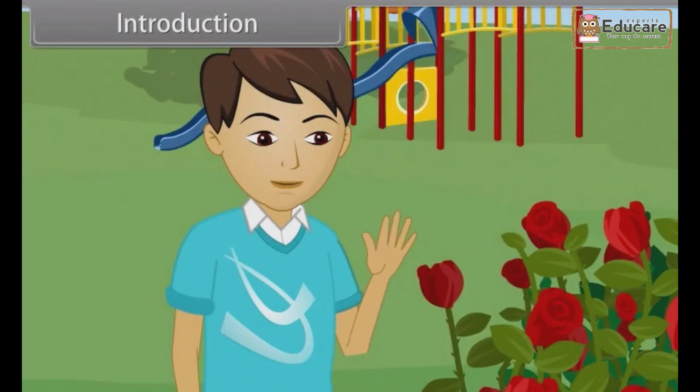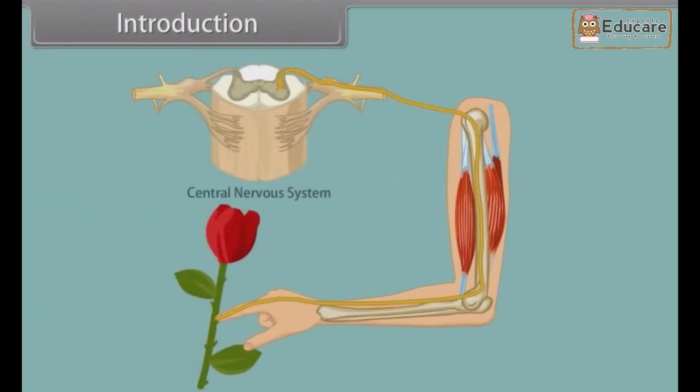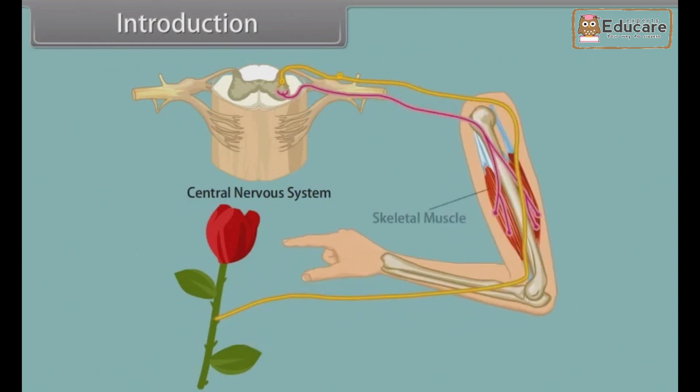What happened to him? Let's see more closely. When he touches the stem of the flower, the thorn on it pinches him and sensors detect stimuli present below the skin, and this stimuli passes to the central nervous system, and in response, the skeletal muscles contract and he withdraws his hand. So, throughout this module, we learn neural control and coordination.